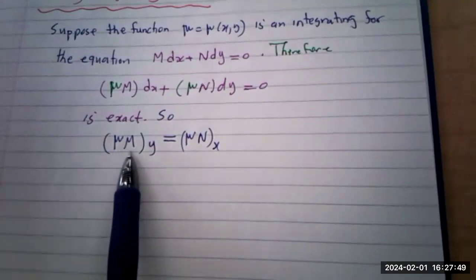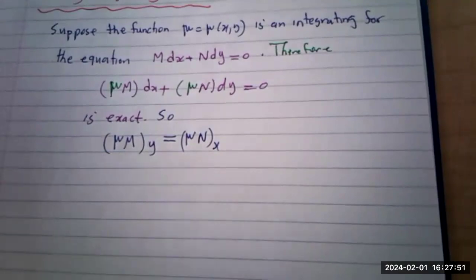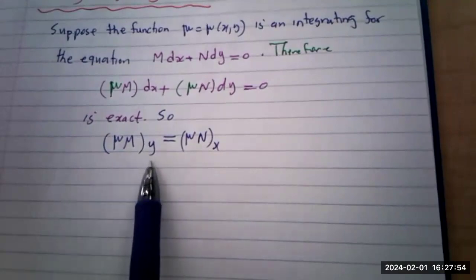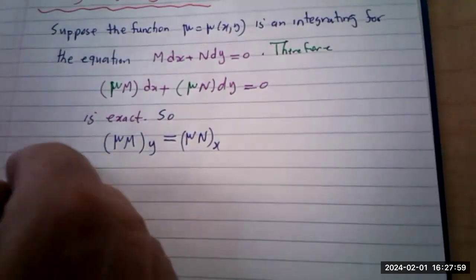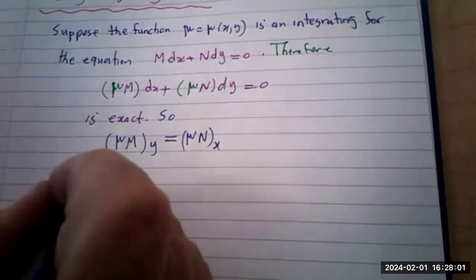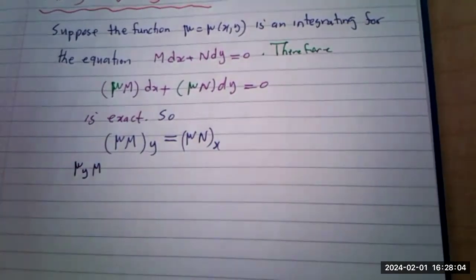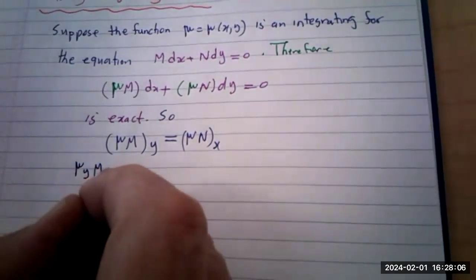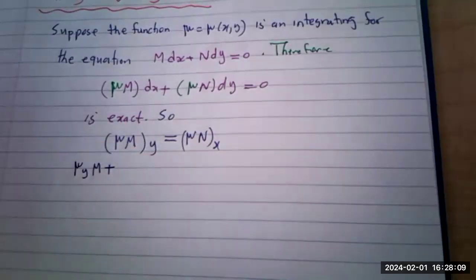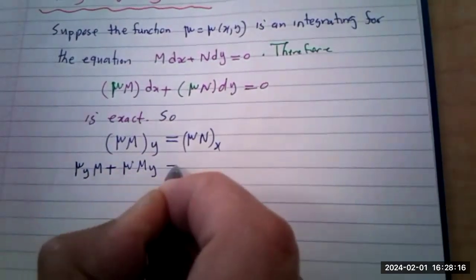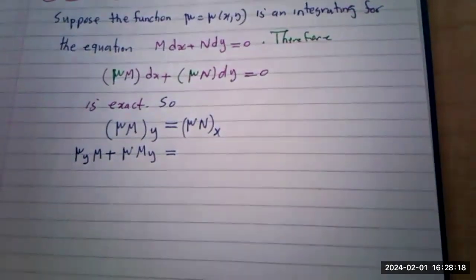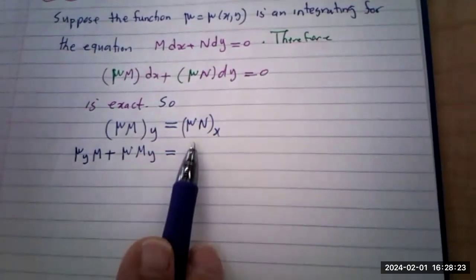This is a product of two functions, so apply the product rule, with respect to y. Derivative of the first times the second, plus the second times the first. The derivative of the first one would be mu sub y times the second function M, plus the derivative of the second times the first, which is mu times M sub y. That's the product rule for the left. Any questions?